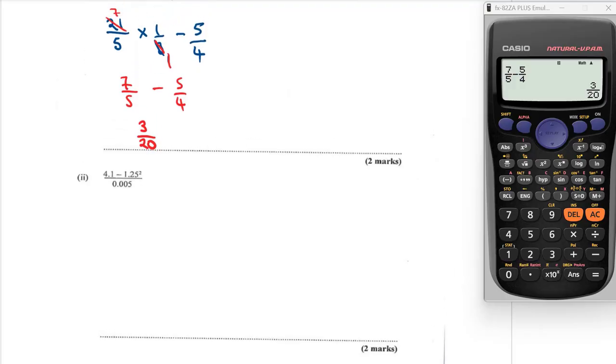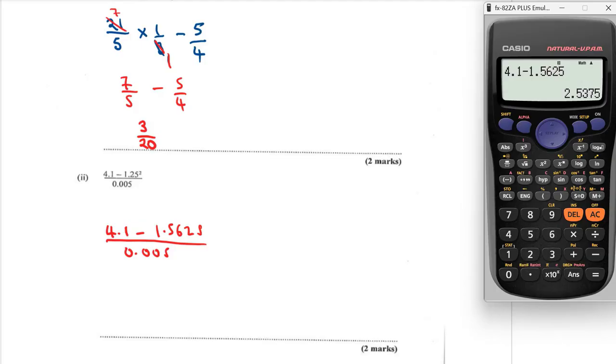4.1 minus 1.25 squared divided by 0.05. So it's worth 2 marks. So let's write 4.1 minus, let's write out 1.25 squared. 1.25 squared is equal to 1.5625 over 0.005. Now we're going to work out the numerator. So this is 4.1 minus 1.5625.